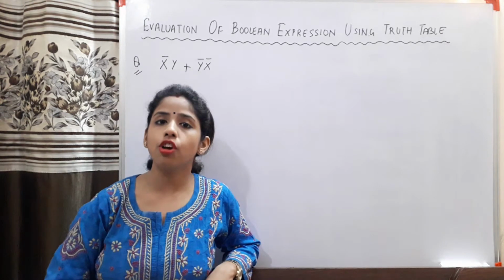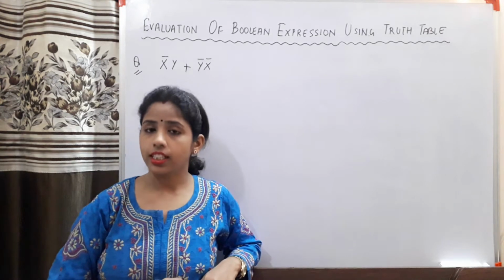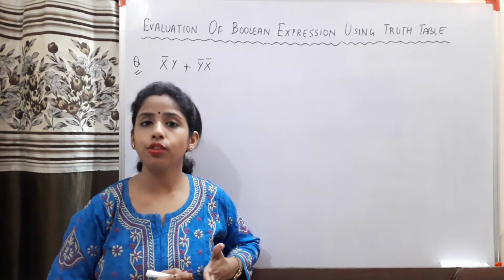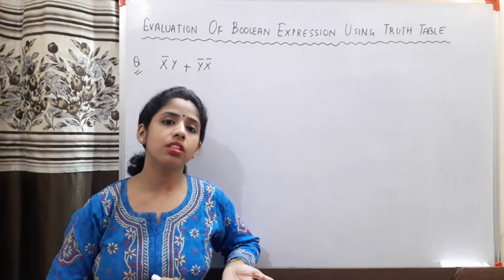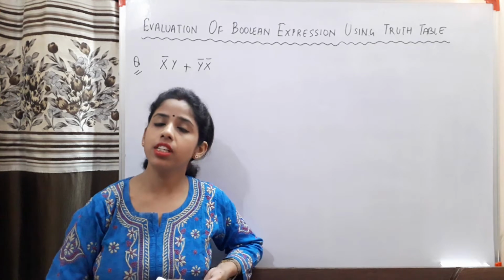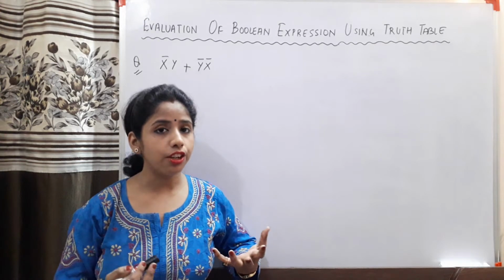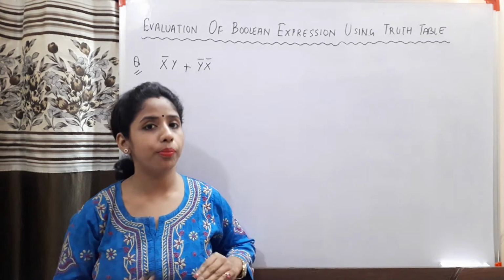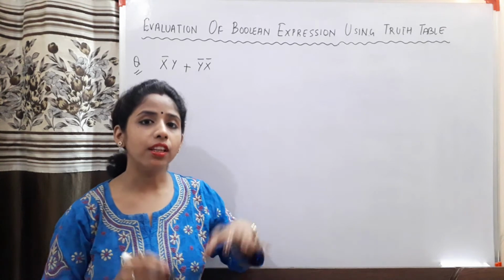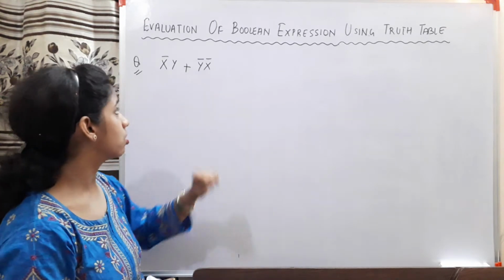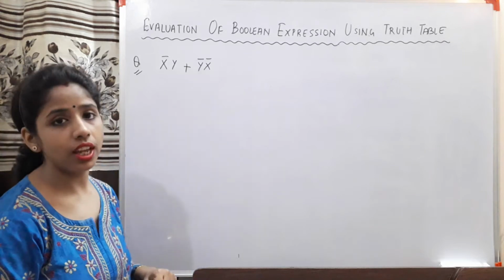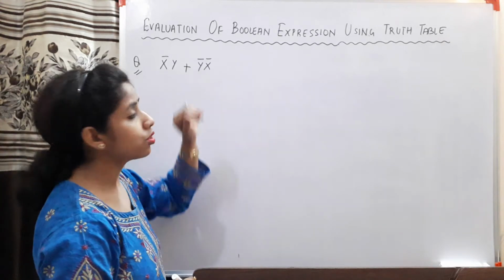As you know, each operator and each gate has a corresponding truth table, and how that truth table is constructed, you have already seen along with the study of those gates and operators. And now we are going to apply those rules in solving Boolean expressions. So suppose you have an expression like this and you have to solve it using a truth table.